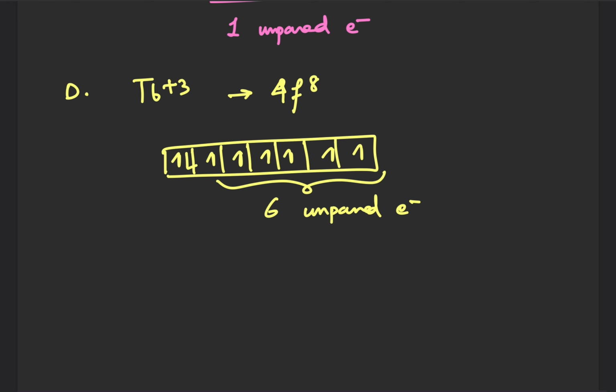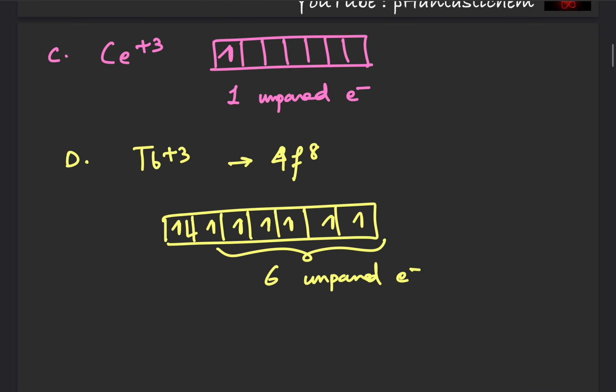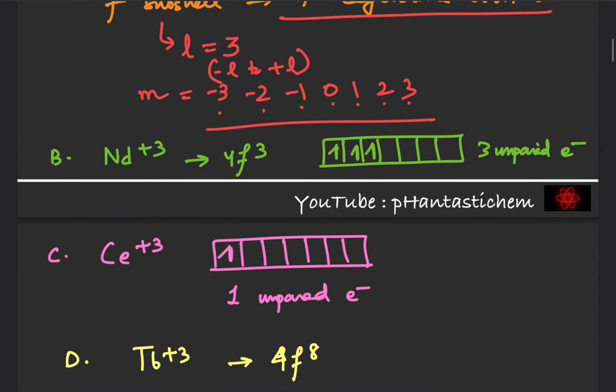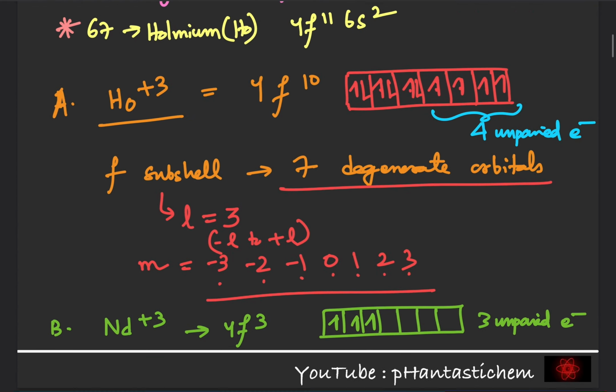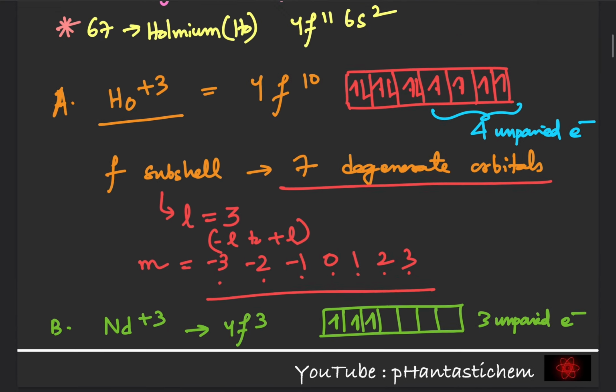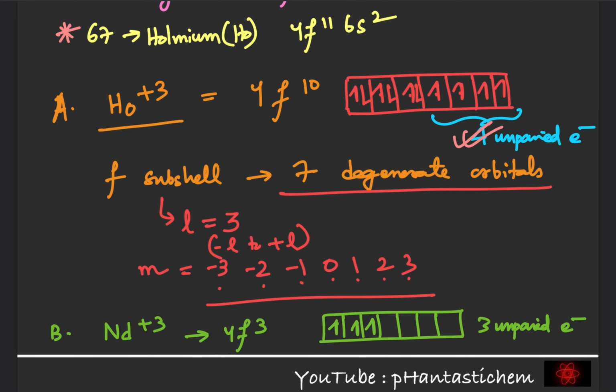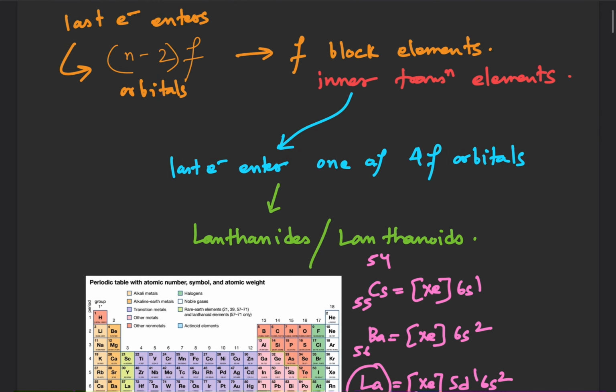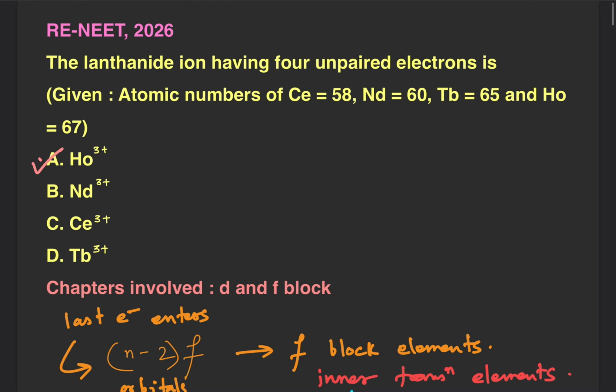Okay, so therefore the question is asking us the lanthanide ion having 4 unpaired electrons. So out of the 4 options, holmium has 4 unpaired electrons. So the correct answer will be holmium plus 3.